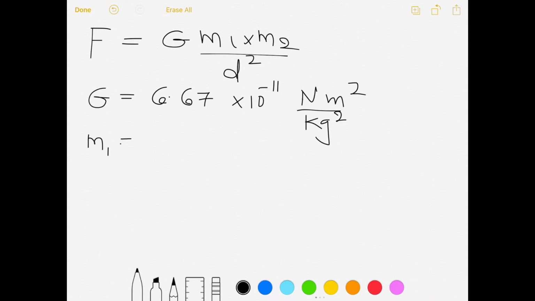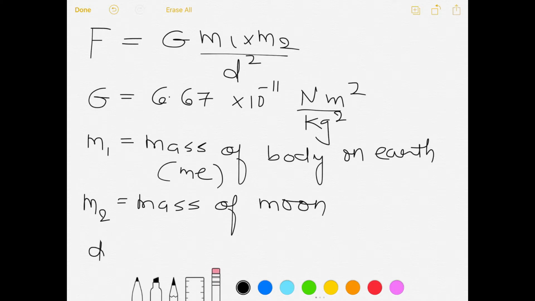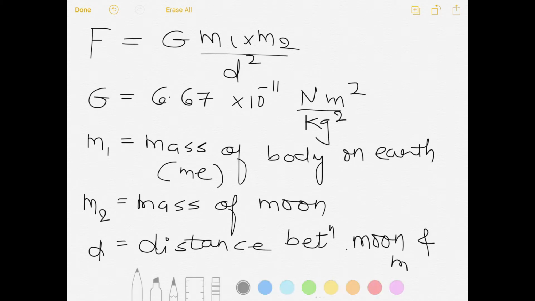Let m1 be the mass of a body on earth. In this case I'm talking about me, so I'm going to write the mass of this body on earth. That means the mass of my body. Okay, and m2 will be the mass of the moon in this case, and d will be the distance between the moon and me. Or if we talk ultimately, it is the distance between the moon and the earth, because I'm standing on the earth, right? So the distance between the moon and the earth.